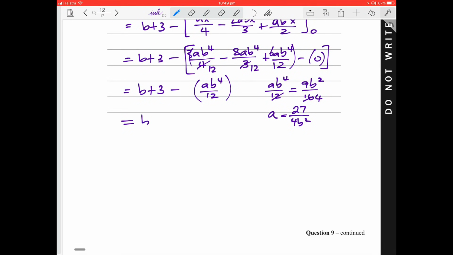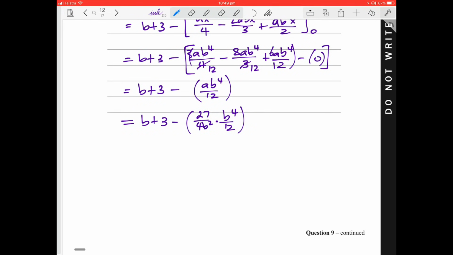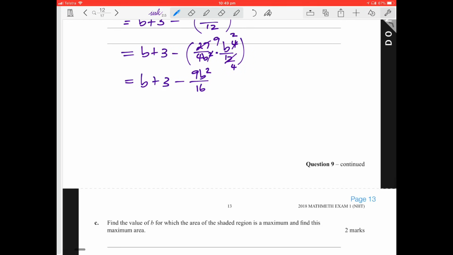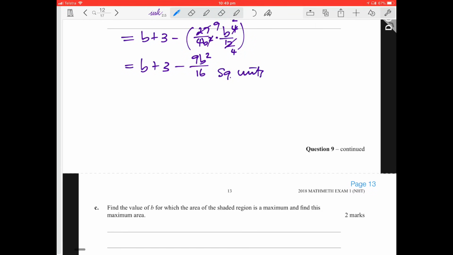So b plus 3 minus 27 on 4b squared times b to the 4 on 12. Don't let people know that we cheated there. We didn't cheat, we just used our brains. Okay, they cross out, I get a 2. That goes 4 times. That goes 9. So b plus 3 minus 9b squared on 16 square units. Okay, find the value of b for which the area of the shaded region is a maximum.